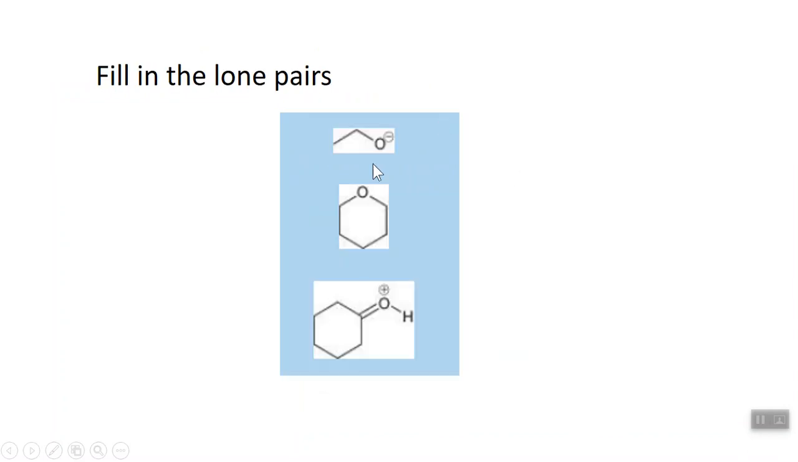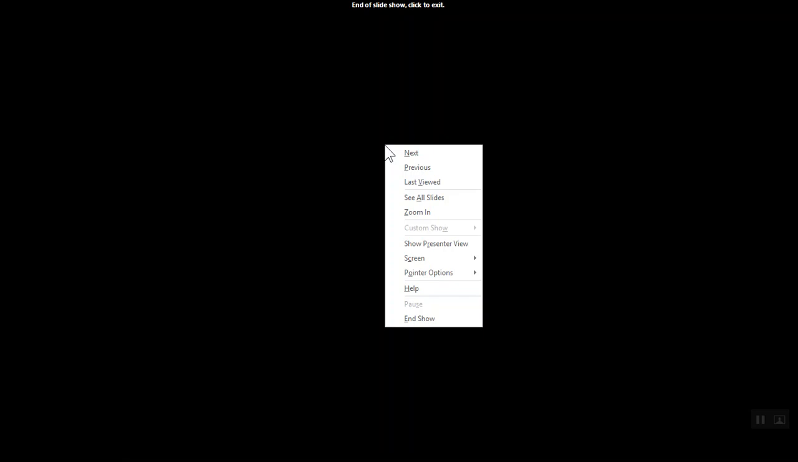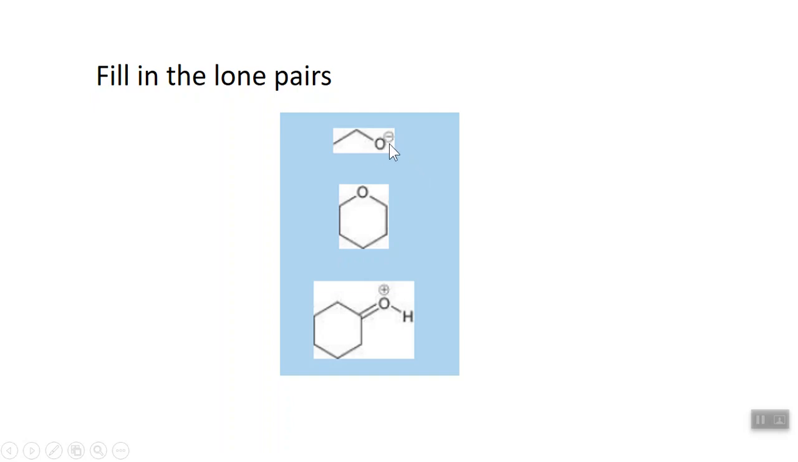Here's an example of some structures where we have a negatively charged oxygen, a neutral oxygen, and a positively charged oxygen.